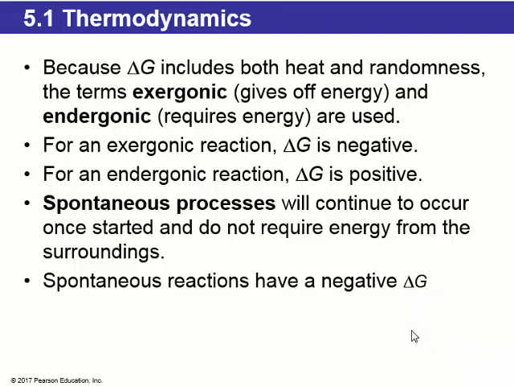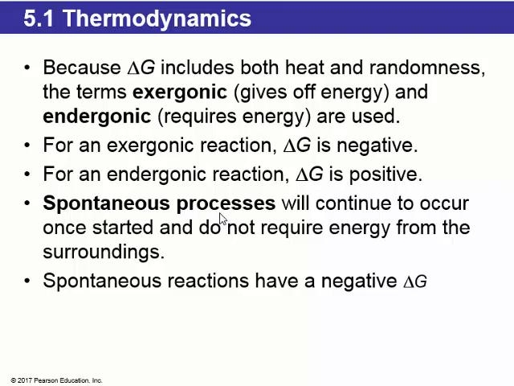We've seen the term exothermic means a reaction gives off heat, and endothermic means a reaction gains heat. When we're talking about the flow of free energy, however, we use the term exergonic, which means the reaction releases free energy, or endergonic, which means the reaction requires or absorbs free energy. For an exergonic reaction, delta G is negative, and for an endergonic reaction, delta G is positive.